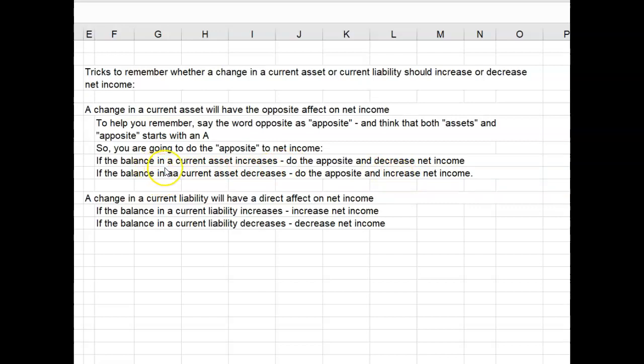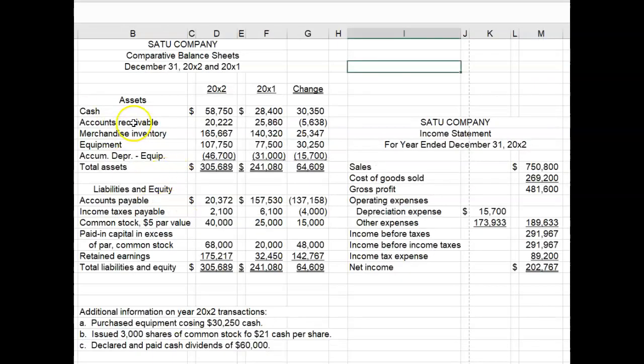Let's do that to our two current asset accounts. Accounts receivable decreased by $5,638. The effect on net income is going to be the opposite. We are going to say these exact words: Decrease in accounts receivable, $5,638. But the question is, do we add it to net income or subtract it from net income? And it's going to have the opposite effect. So let's see how that works.